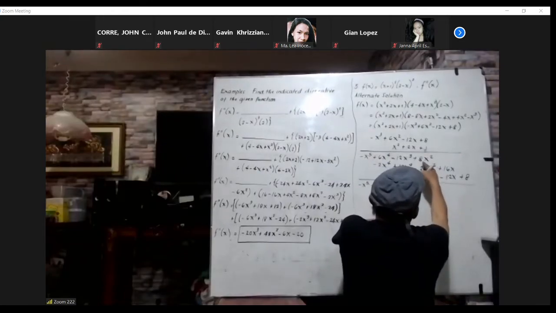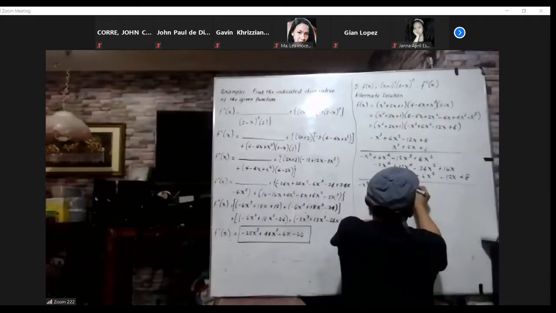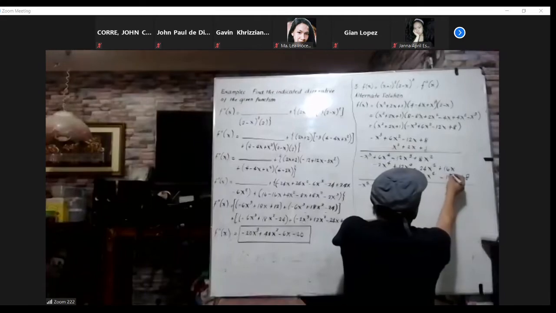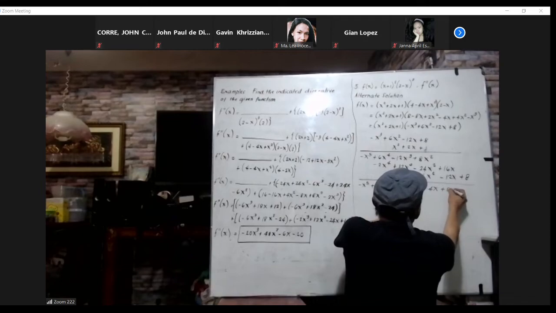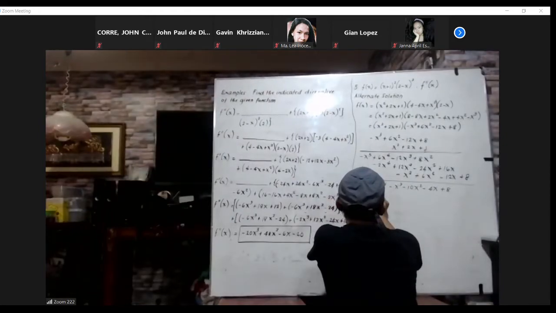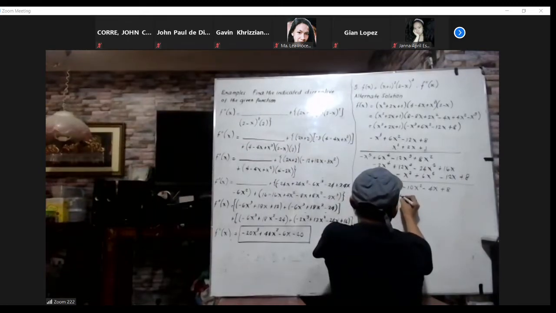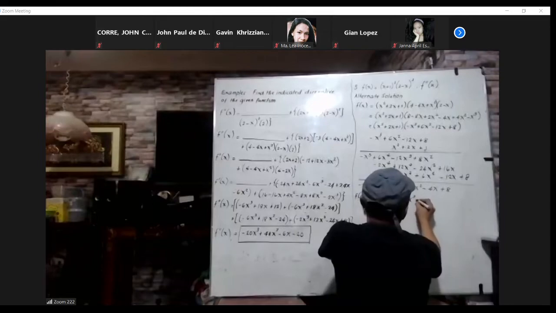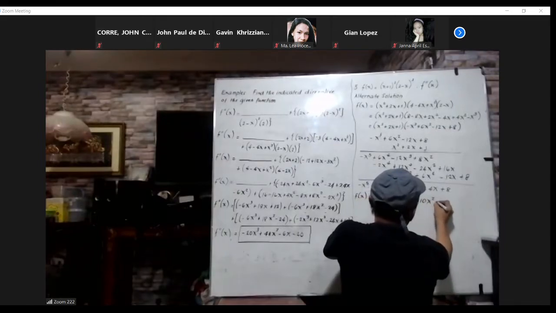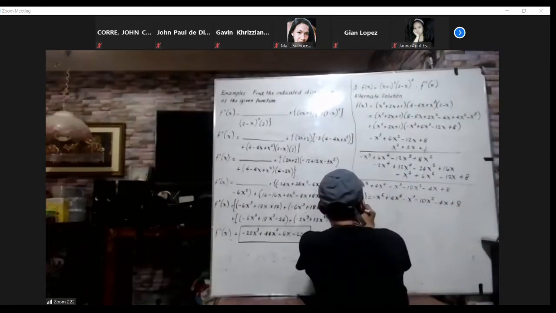Then, 14 minus 24, negative 10x squared. Then 16 minus 12, 4x. Then plus 8. Yan. So ito yung y natin. Y, or rather function of x, equals negative x to the fifth plus 4x to the fourth minus x cubed minus 10x squared minus 4x plus 8. Okay, first derivative.